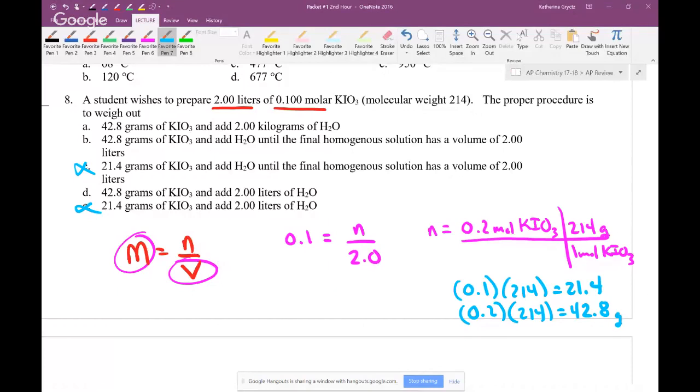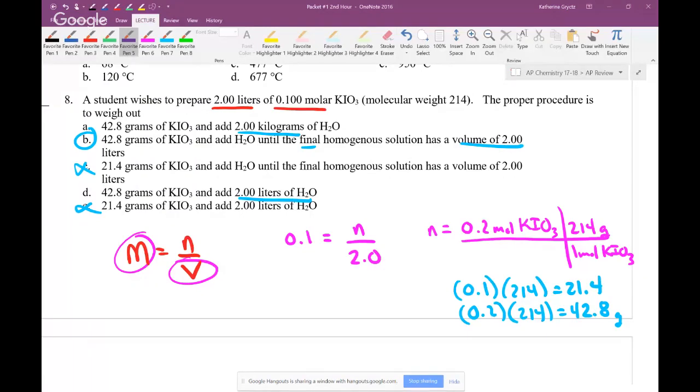So you would weigh out your 42.8 grams, and then we had to do this with our lemonade when we made it last year. So the question is, do you have 42.8 grams and add 2 kilograms of water? Do you do 42.8 grams of KIO3 and add water until the final volume is 2 liters? Or do you do 42.8 grams and add 2 liters of water? B. Right? Yeah. You're saying B, yeah, like B.